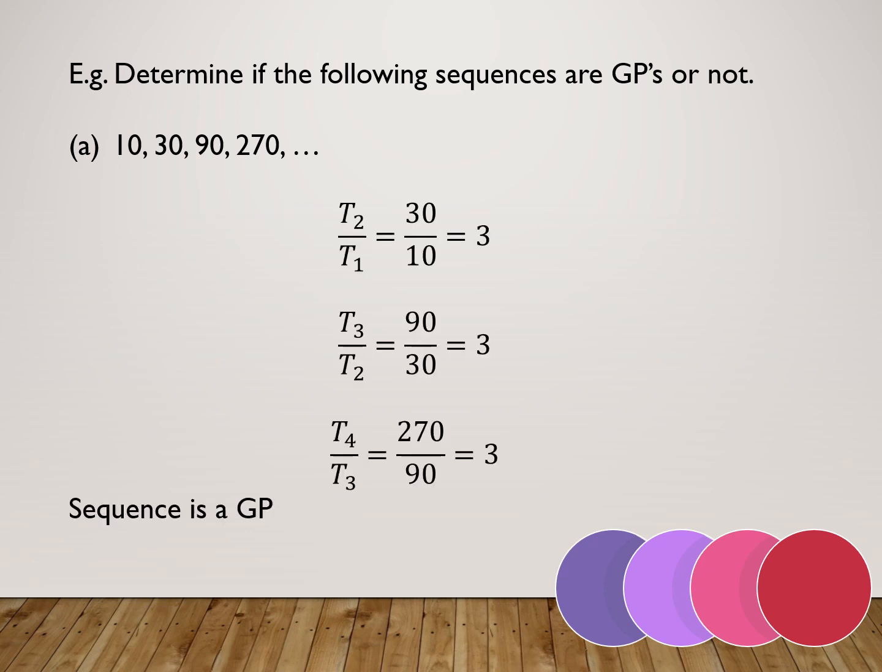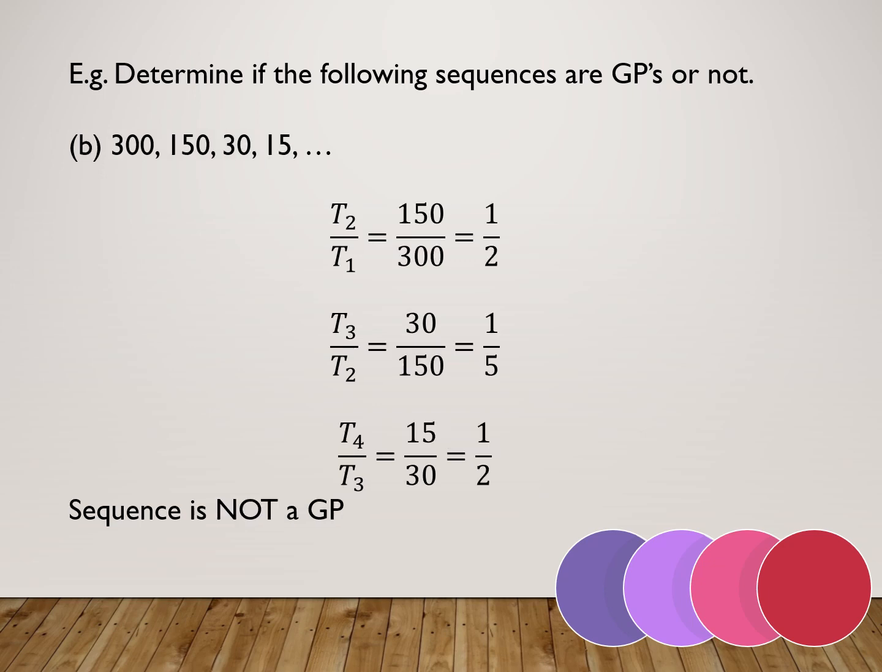So for the first one, 30 over 10 equals 3, 90 over 30 equals 3, 270 over 90 equals 3. So the ratio is 3, so the sequence is a GP. For this one, 150 over 300 is a half, 30 over 150 is a fifth, 15 over 30 is a half. So since the ratios aren't all the same, it's not a GP.